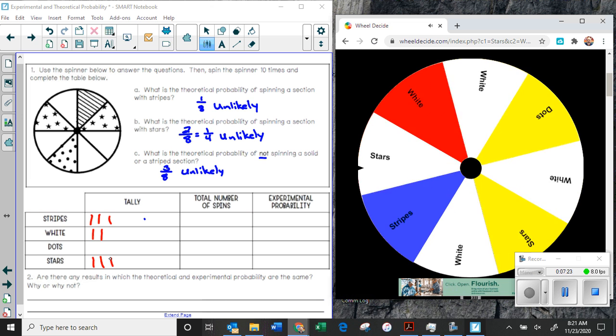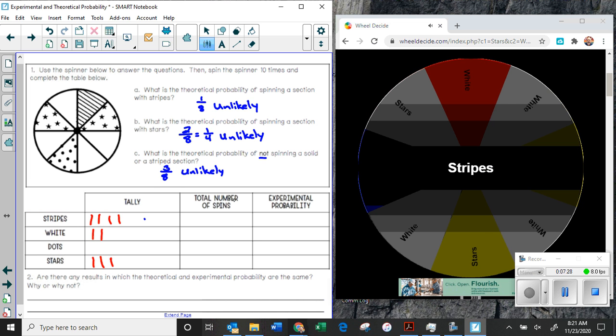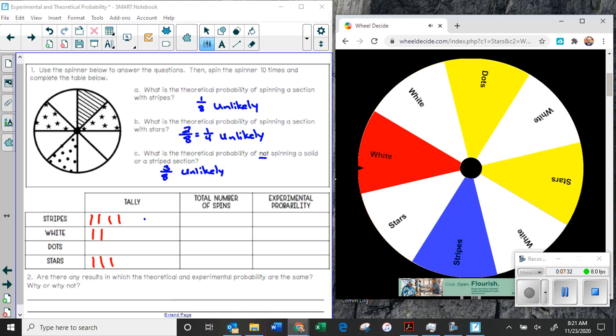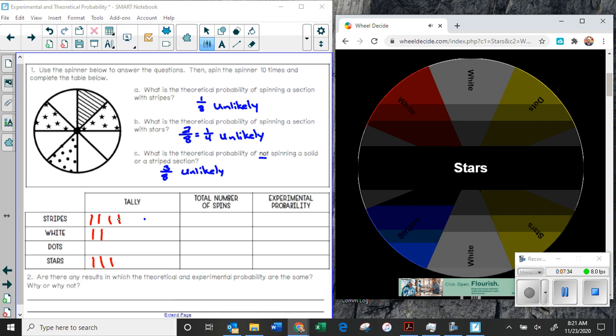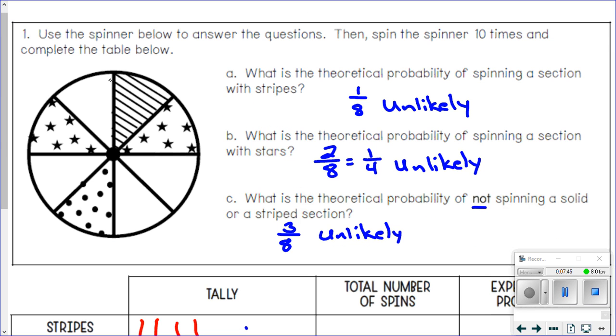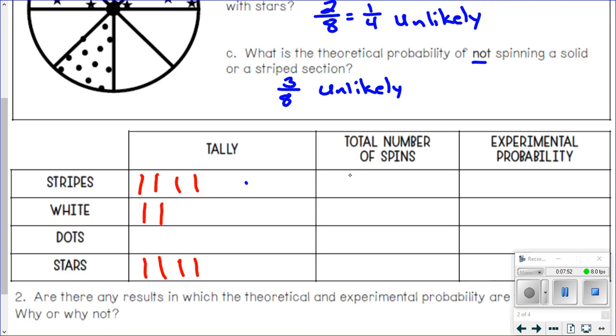Now this is supposed to be totally random, right? I'm assuming that's true. So that's 9 times we've spun it. So one more time. Oh, no dots. So we got stars again. All right. So let's look at our results now. All right. So let me widen this and come down here. And so the total number of spins was 10.